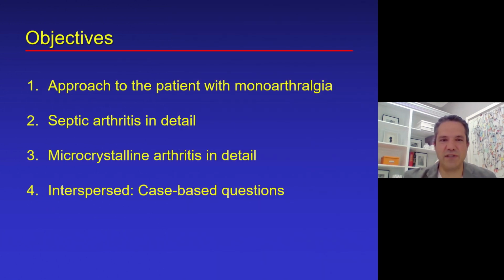The objectives for this talk are to first review the approach to patients with a single joint complaint. Obviously, that could be an entire conference series, but we will winnow it down to the important details. Then talk about probably the two most important things that you'll be looking for: septic arthritis and microcrystalline arthritis, gout and pseudogout. And I will intersperse some case examples throughout the talk.